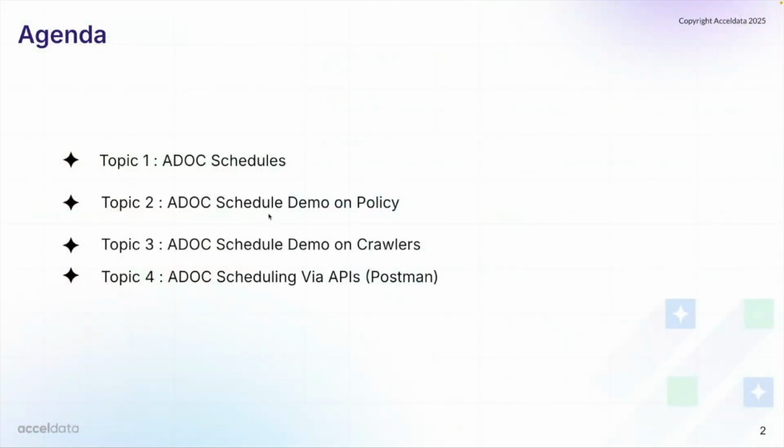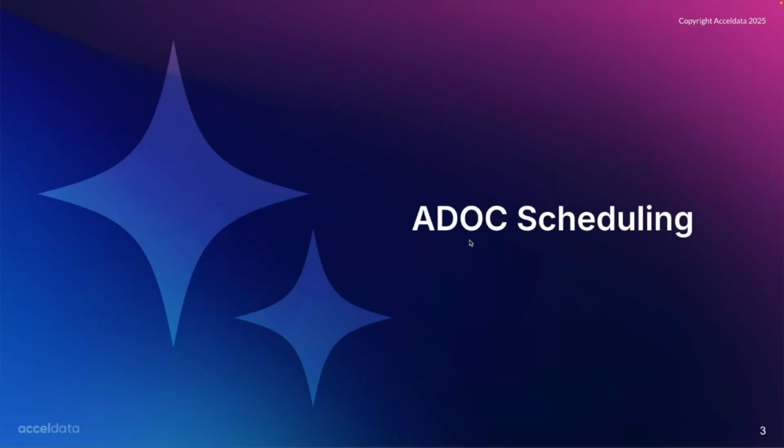The topic of today's video will be as below. We'll start with understanding what schedules are in ADOC. Then we will quickly move on to the demo on how we could enable scheduling in policies and data source crawlers. And then I'll also explain how we can do scheduling via APIs, and for that we'll be using Postman as the interface for explaining the APIs.